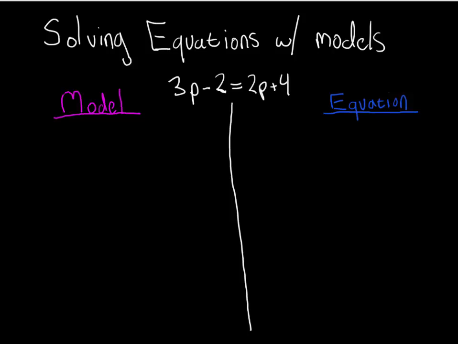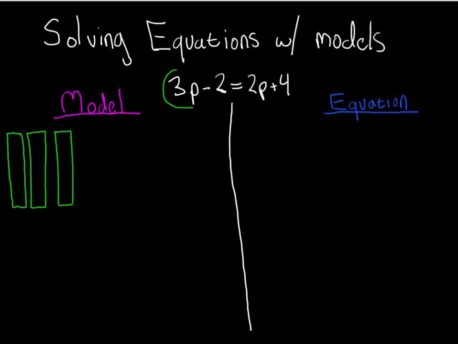Let's get started. I'm going to write the model on the left and the equation on the right. I'll be using green to show positive values and red to show negative values. So I'm beginning by drawing in 3 vertical bars to represent the positive 3p. Now I'm adding 2 small red boxes to indicate the negative 2.